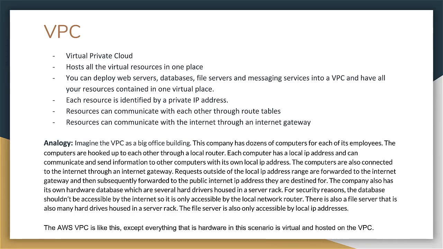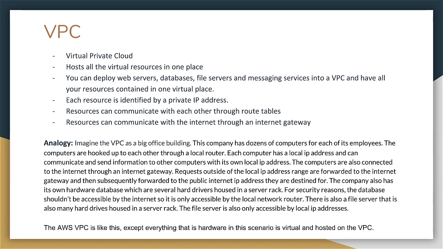So in this section, we'll go over the VPC and I'll give you a short analogy of what it is. VPC stands for Virtual Private Cloud. It's basically like a private part of AWS. So it's essentially your own cloud computing infrastructure where you can deploy resources.